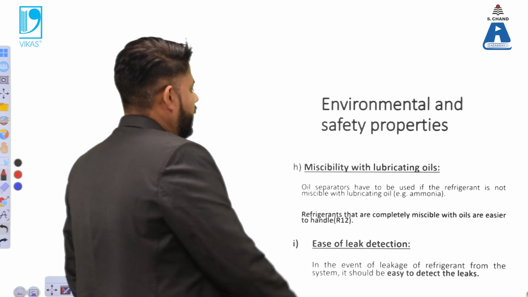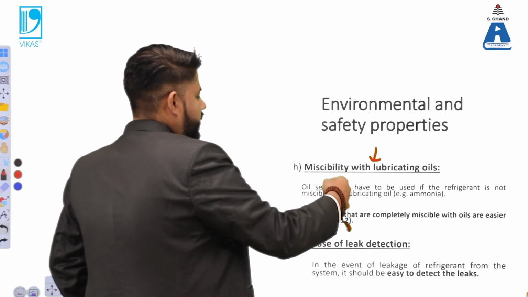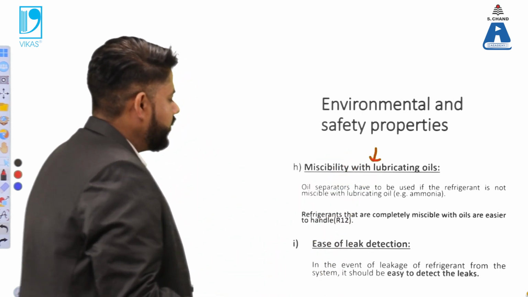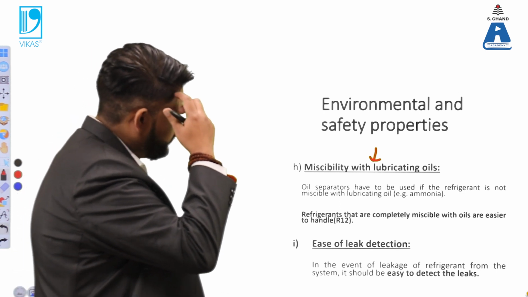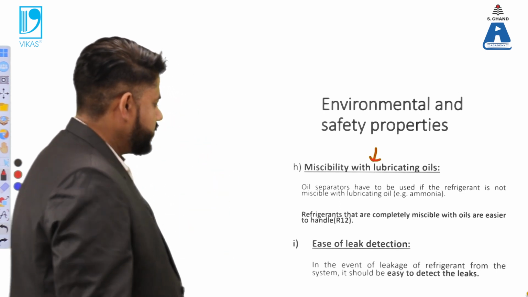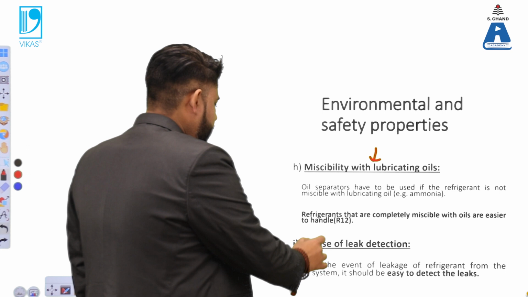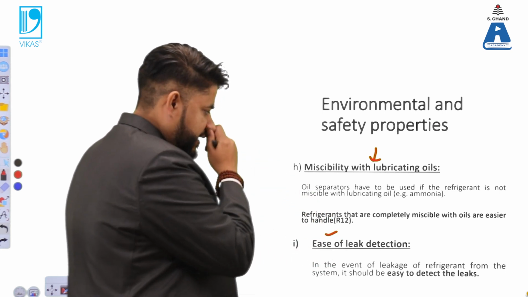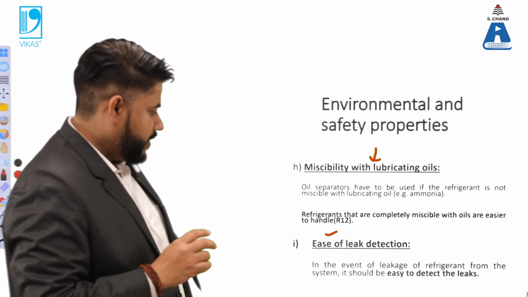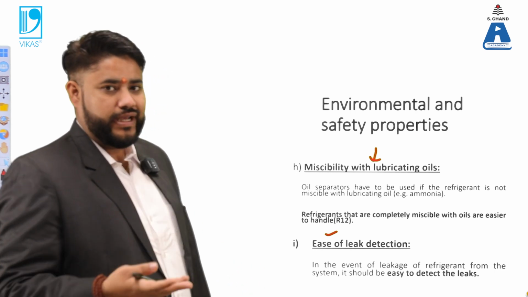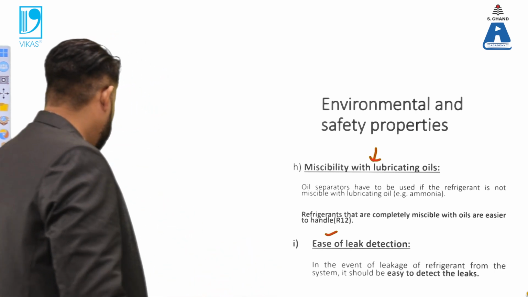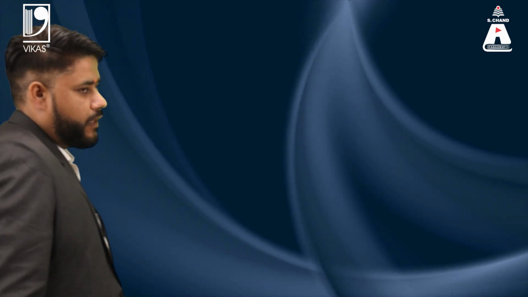And miscibility with the lubricating oils: as you know, lubricating oil is basically used, so the refrigerant should not be mixed with those lubricating oils. And if it leaks, there should be ease of leakage detection. So there must be ways in which we detect the leakage of that particular refrigerant into the environment.